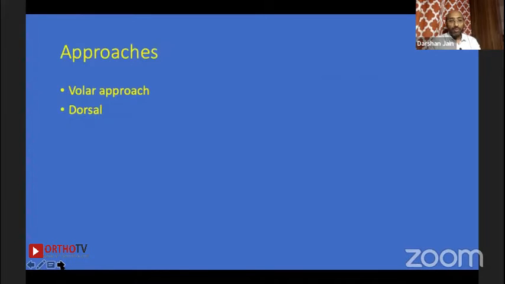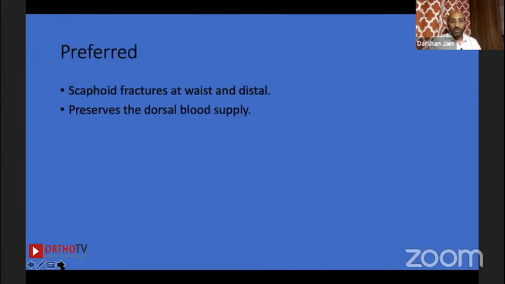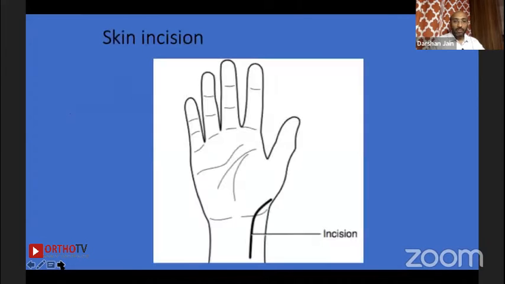What are the approaches? Volar approach or dorsal approach? I'll be showing the volar approach. This is a typical distal volar extended Henry's approach, most commonly used for distal pole fractures or even a humpback deformity if the patient has one. It is preferred for waist and distal fractures and preserves the dorsal blood supply.